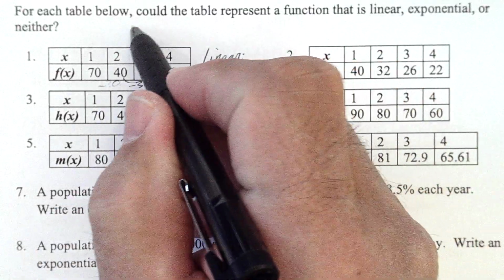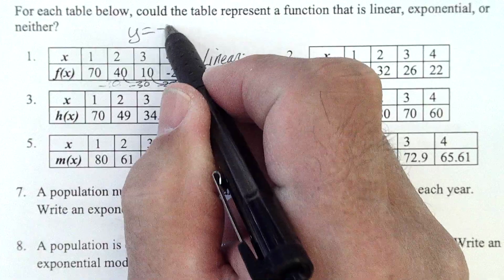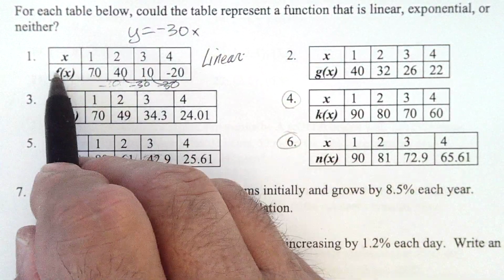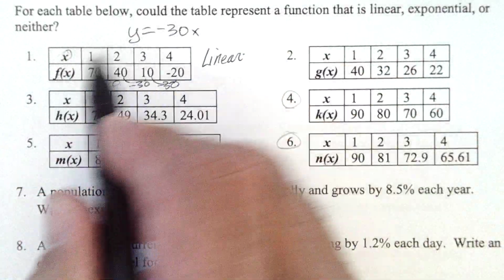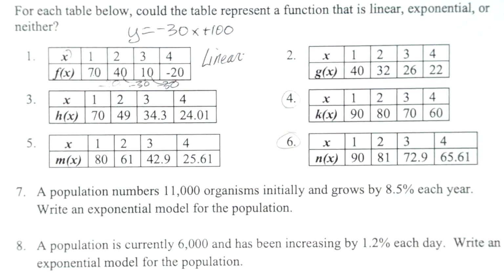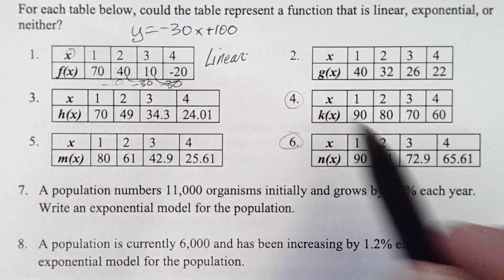In fact, this one would be y equals negative 30x. And if I went one more over here to find out the y-intercept, it would be 30 more, plus 100. Just kind of talking about it.